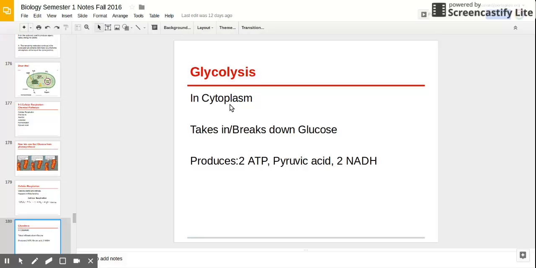Think of it like when you want to cook something and you have to chop up vegetables or fruit before you actually cook it. That's what glycolysis is. We're just cutting the glucose in half so we can use it later on. Okay. You're only going to get a little bit of ATP out of that, which we're going to use later.